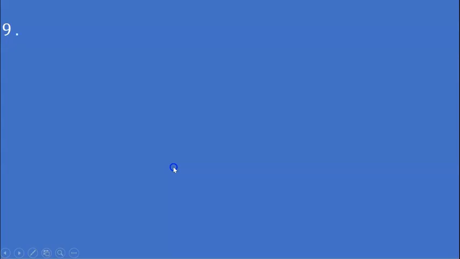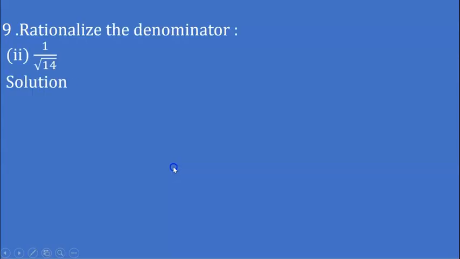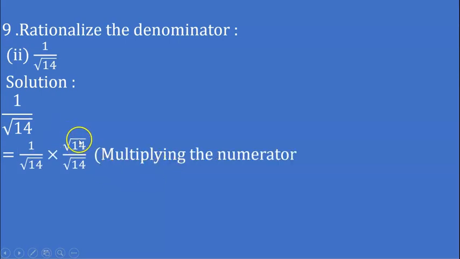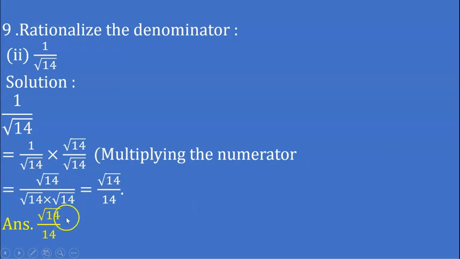Now, next example, 1 upon root of 14. Again, multiply the numerator and the denominator by root of 14. To the numerator, 1 into root of 14 is root of 14. And to the denominator, root of 14 into root of 14, you will get 14. And hence, the answer is root of 14 upon 14. And here, again, the denominator is rationalized.